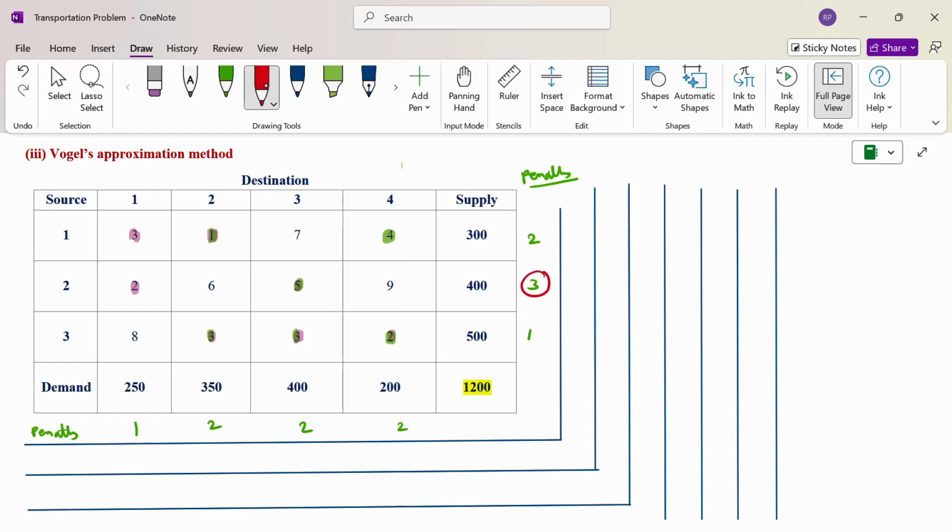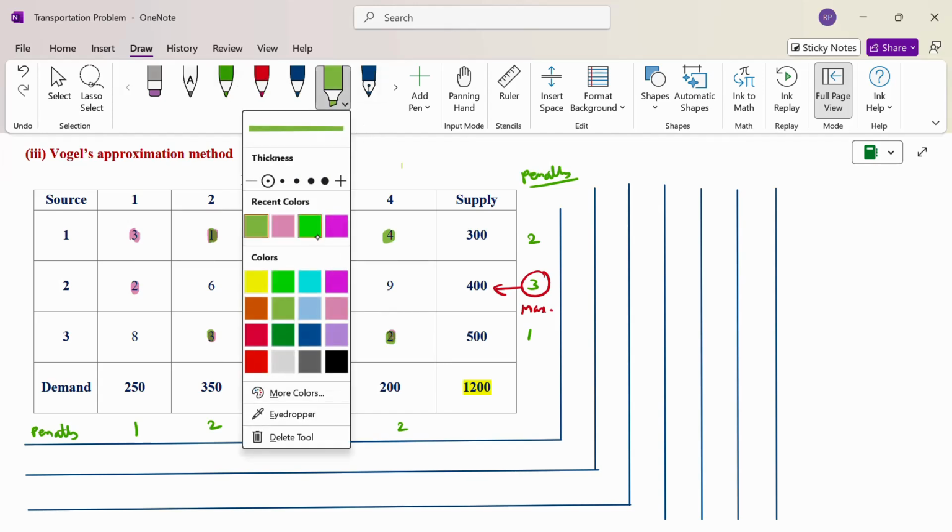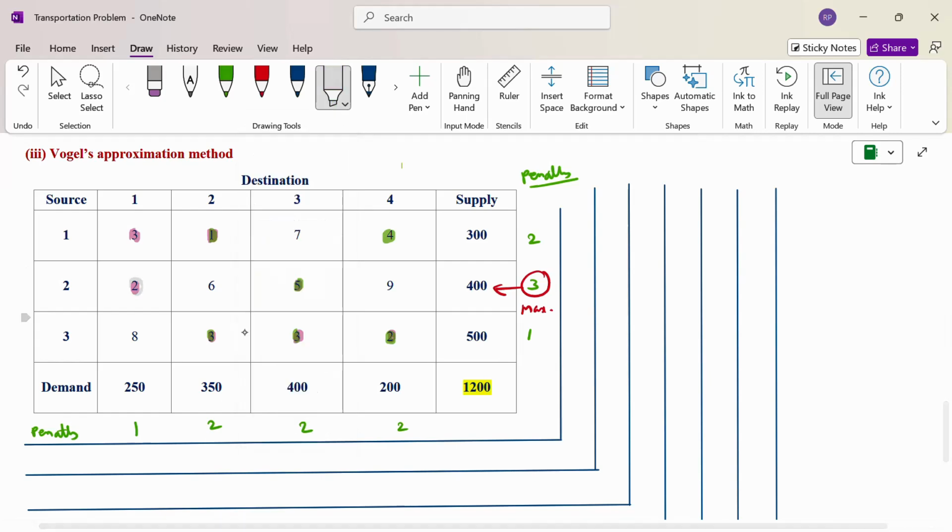This is the maximum, 3. Not only the column, the entire row and column maximum value. If the maximum value is in a row, that row is selected; suppose the maximum value is in a column, that column is selected. In this row, choose the least number. Which is the least number here? 2 is the least number.